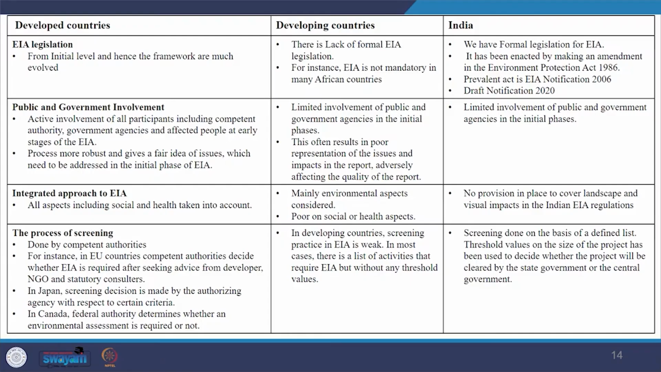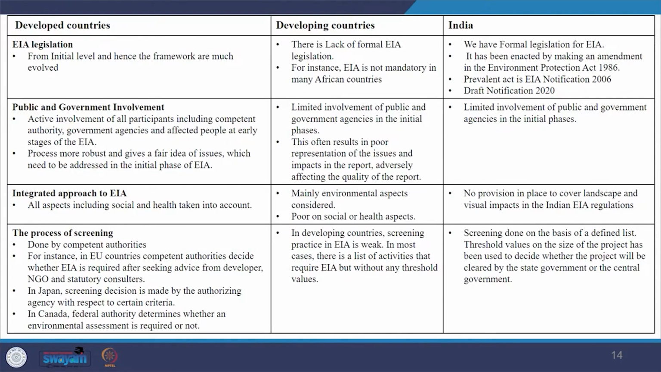Likewise, in the developing countries, there is limited involvement of the public and the government agencies in the initial phases, though there is some involvement at a later stage. Because of this, it often results in poor representation of the issues and impacts in the report, which negatively affects the quality of the report. If people are not involved and government engagement is also lesser in the initial period, a lot of things are left out, and it eventually impacts the quality of the report.